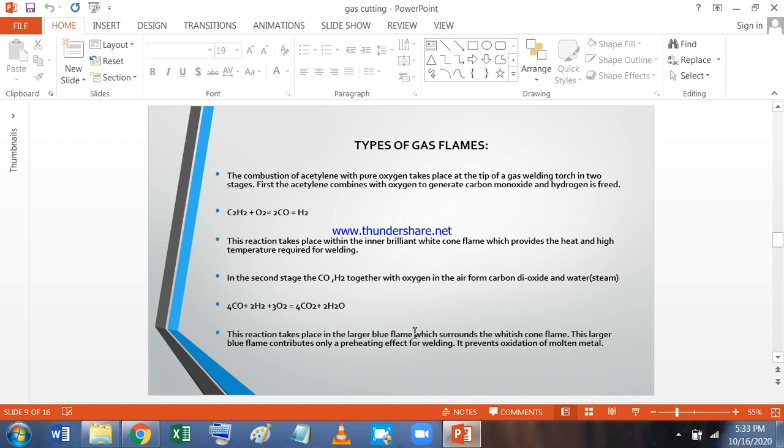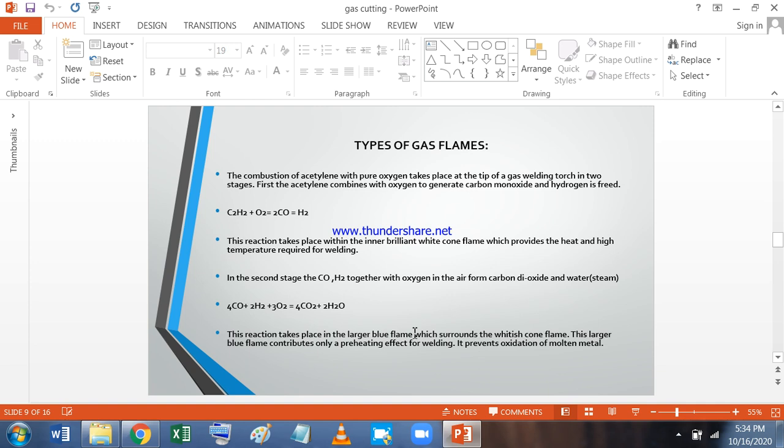Now we will go into the types of gas flames. The reaction that takes place in the gas flame is that the acetylene, which is C2H2, combines with oxygen and generates carbon monoxide and hydrogen. This reaction takes place within the inner brilliant white core of the flame, which provides the heat and high temperature, around 3000 degrees centigrade, required for welding.